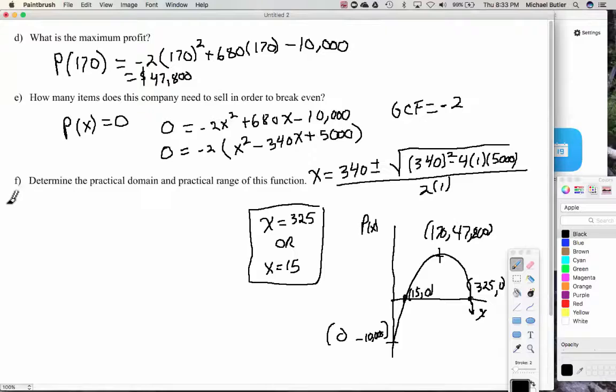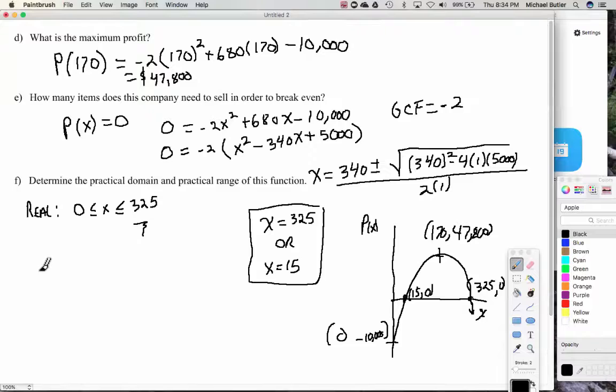Okay, practical domain and practical range. So let's talk about what the practical domain and the range is. In terms of reality, that's usually what we're talking about. X is going to go between 0 and 325. The company is not going to make more product than they're going to make any money on. So that's the reality. In fact, they're smart people, so you could put an argument in here that this number should really actually be 170, because after they maximize their profit, they're not going to make any more than that.